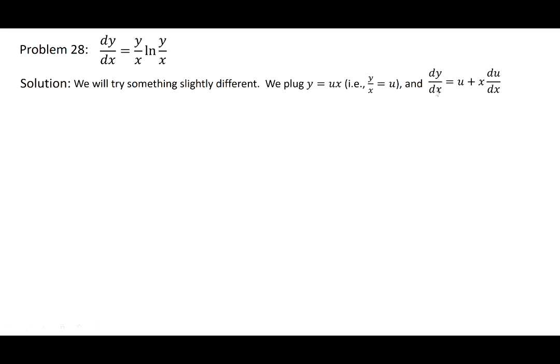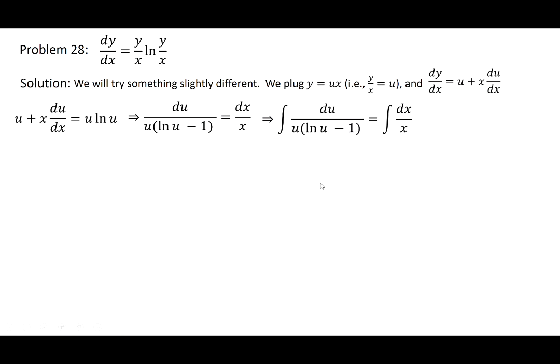So what are we supposed to do? We are supposed to replace this dy/dx with u plus x du/dx. Cool? That's another way, and for some of these problems, in fact, that seems like a much better way. So dy/dx we'll replace by u plus x du/dx, and like I said, the right hand side is u natural log of u. And now separation of variables: du over u times (natural log of u minus 1) equals dx over x, and integrate both sides.